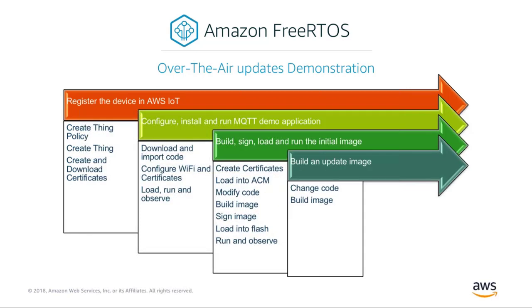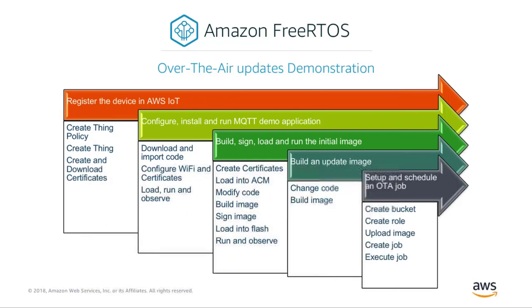Once we have the image running on the board, I'll proceed to update the image, change the version number, build the image, and lastly, I'm going to upload the new image into the S3 bucket, and then I will schedule an OTA job.